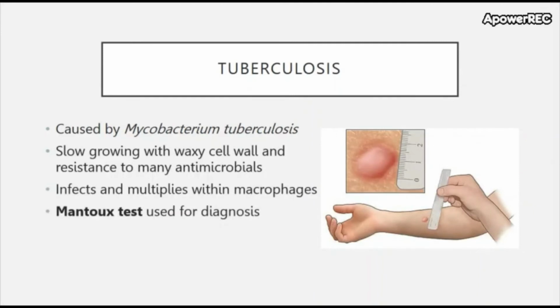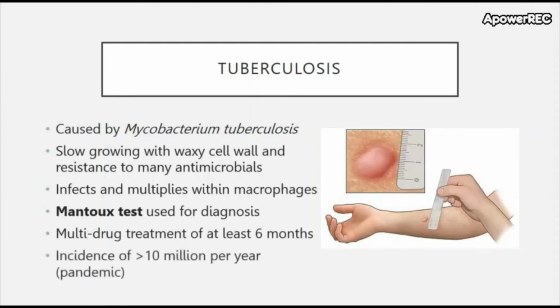One can accomplish the Mantoux test, which is used for diagnosis. This tests for an immunogenic response to a purified protein from M. tuberculosis, which is injected into the skin. Multi-drug treatment is used for at least 6 months in order to treat tuberculosis. The incidence of tuberculosis is greater than 10 million per year, so it is considered a pandemic.